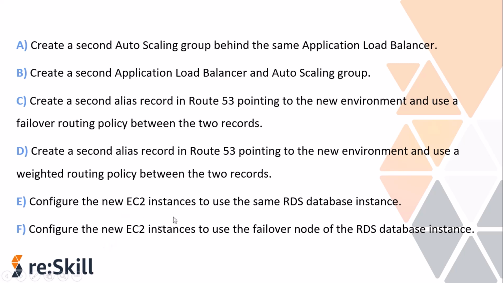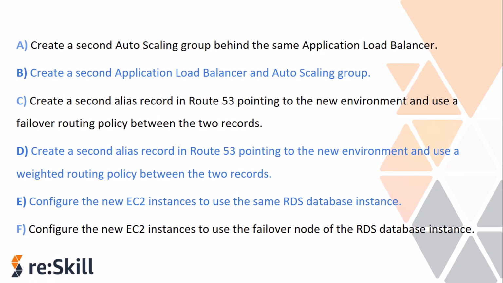Now configure the new EC2s to use the same RDS instance. That's also correct, because the last option says configure them to use the failover node of the DB instance. No, because the failover node is just a secondary copy of the database which is not eligible for reads and writes unless something happens to the primary, and for the consistency to be maintained for the database, we'll use the same database instance. So B, D and E come out to be the correct options.